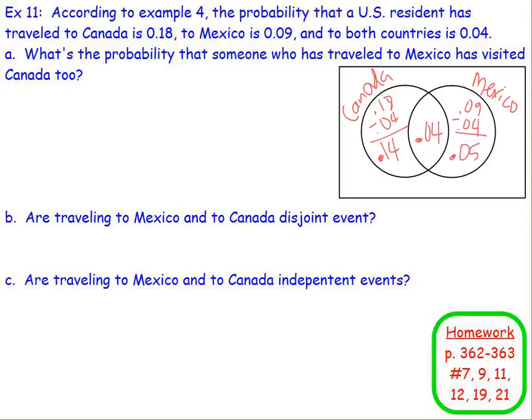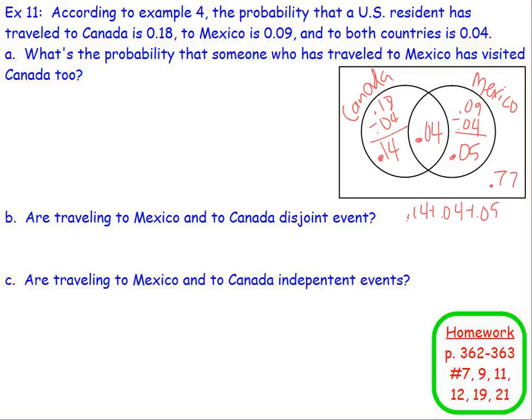And the leftovers on the outside, if we add all of those up, 0.14, 0.04, and 0.05 is 0.23, which means we have 77% left over. So let's see how you did on A. What's the probability that someone who has traveled to Mexico has visited Canada too? So it's a little wordy. Let's see how you did with that.